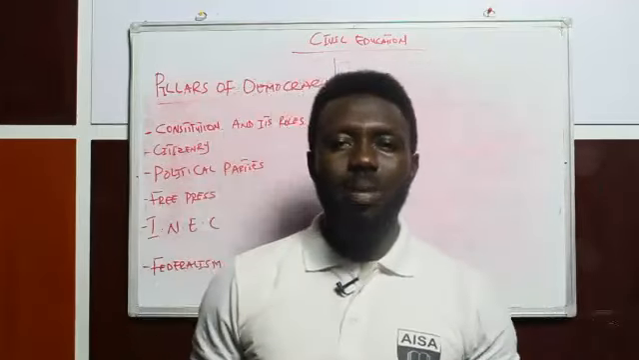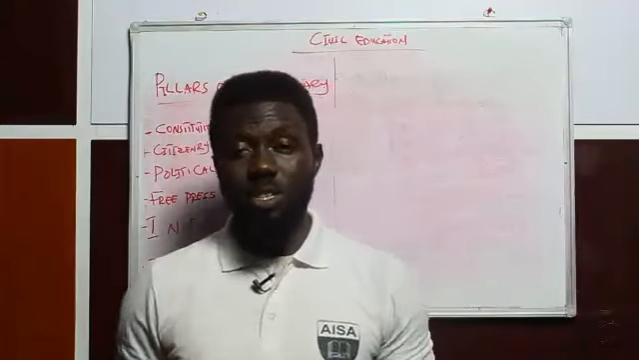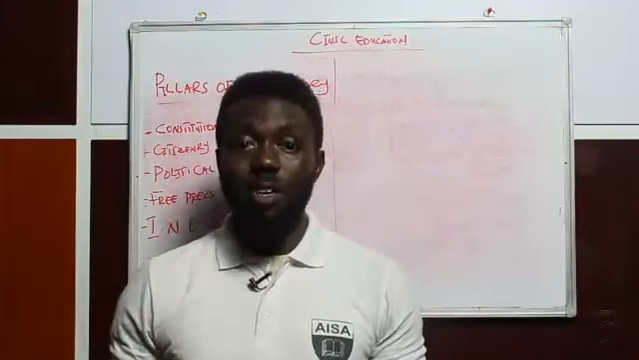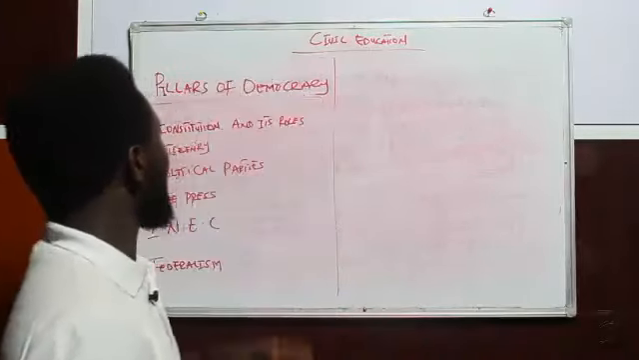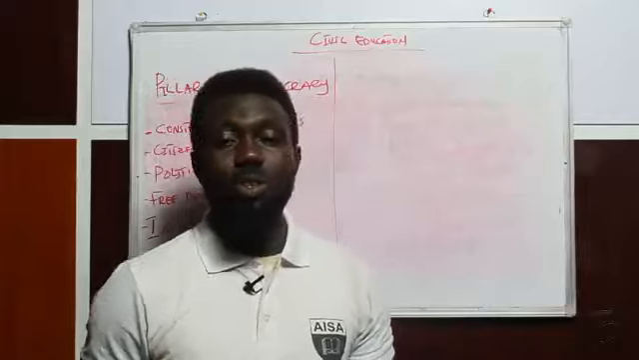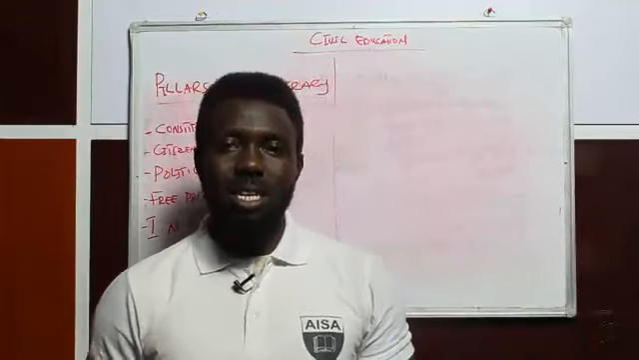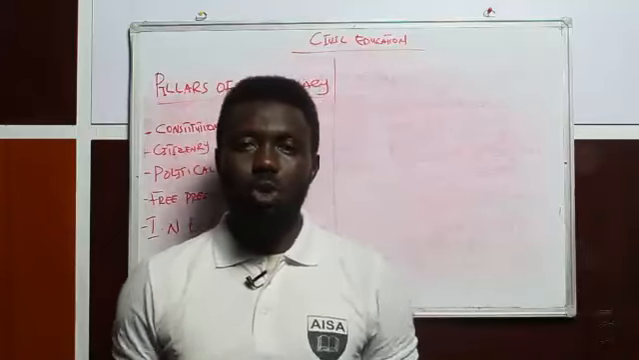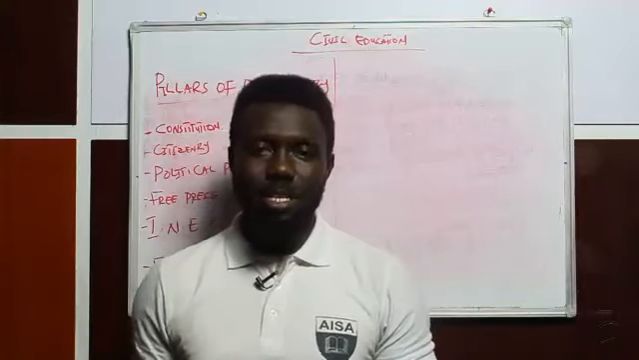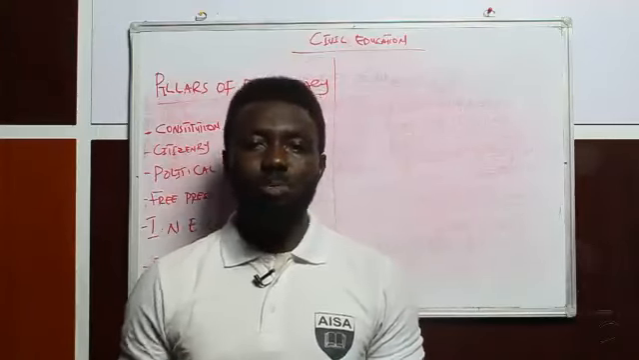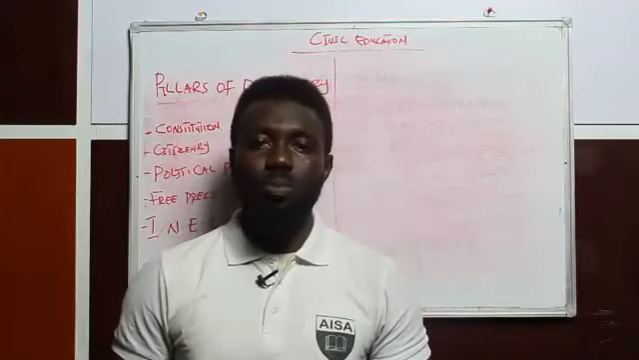Now, when we're talking about pillars of democracy, of course, we do know that democracy is a government of representation, government of the people, for the people, and by the people. So when we say pillars of democracy, we are talking about institutions, elements that must be in place to observe true democracy. If these elements are absent, you cannot observe true democracy. What you're going to have in a country is not democracy at all.